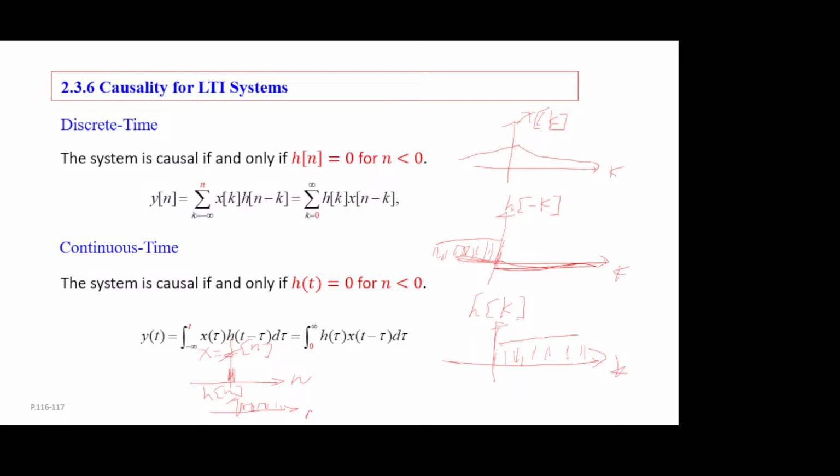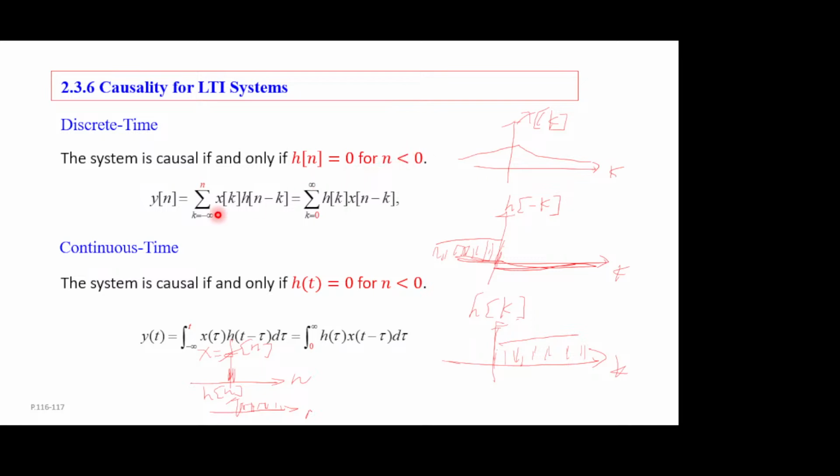So both ways point out that if your system is causal, then h of n should be 0 for all n less than 0. In terms of k, you are just changing n to k here. So we also see h of k is 0 when k is less than 0, but k and n are dummy variables, so it doesn't matter. Bottom line, this is the relation you want to look for when testing causality.